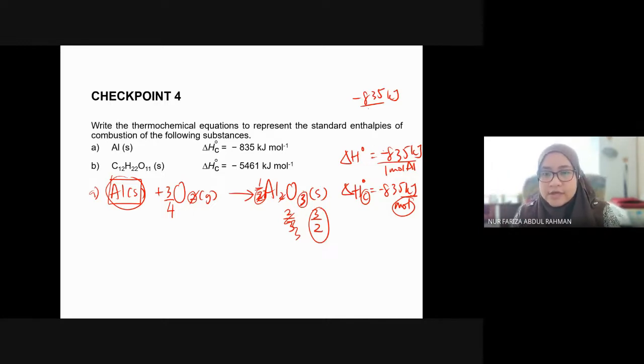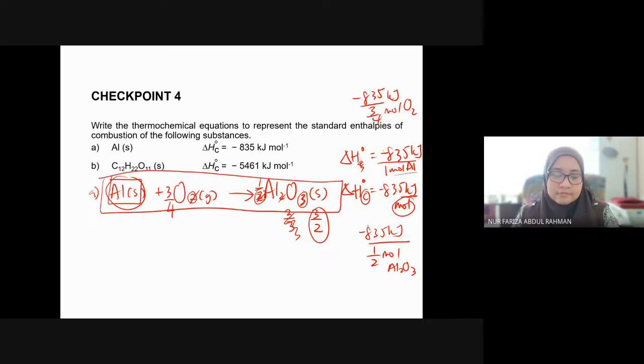Okay, like I said just now, if the C is not included, that means the question can represent the energy release for 1 mole. This can also represent 3/4 mole of oxygen, and it can also represent -835 kilojoule per half mole of Al2O3. Okay, sebab dia in the same equation. So you sendiri yang kena tahu. So ini dah specify kan, obviously dah specify combustion. Maksudnya by definition this is for aluminium, the substance that needs to be combusted.